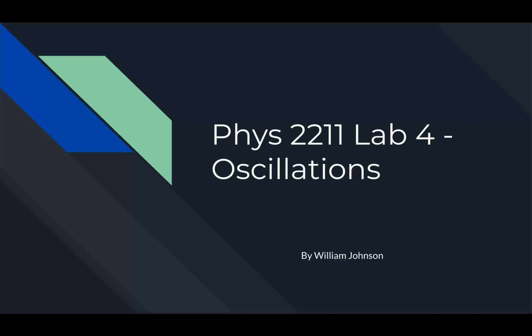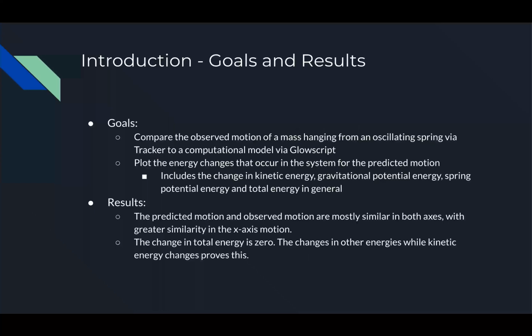Hi, my name is William Johnson, and I will be presenting the Physics 2211 Lab 4, which deals with oscillations. The goals of this lab are to compare the observed motion of a mass hanging from an oscillating spring via Tracker to a computational model via GlowScript, and then plot the energy graphs that occur in the system for the predicted motion.